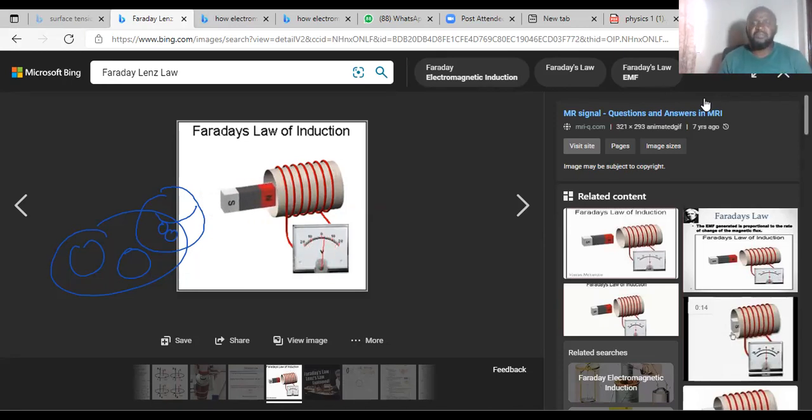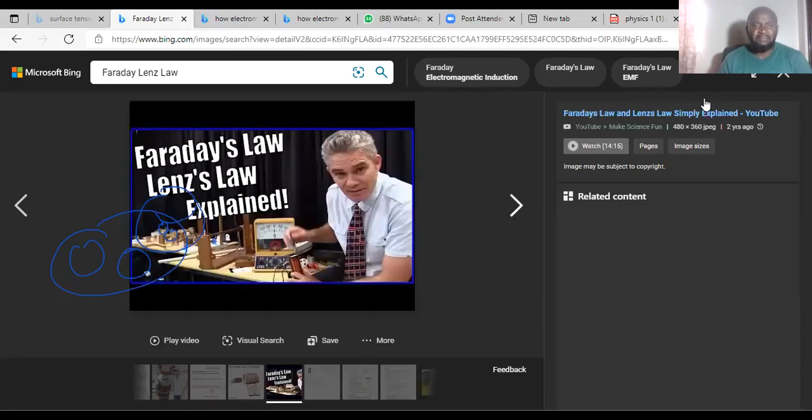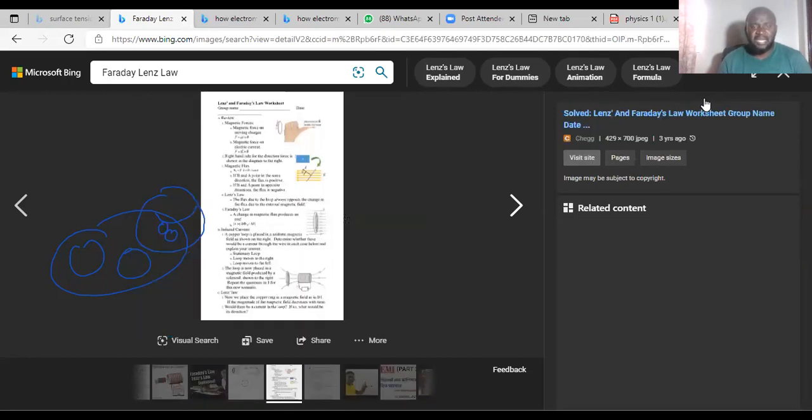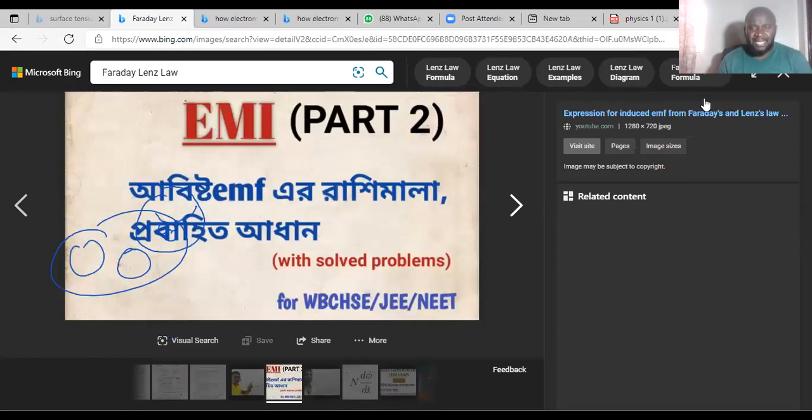So we are going to see more of these illustrations and how they come about. You can visit the internet, you see very many different people talking about these laws and how best they can be applied in our day-to-day activities. But like I've said, very many images, very many fields of physics can be used to have this knowledge of physics, which is electromagnetic induction.